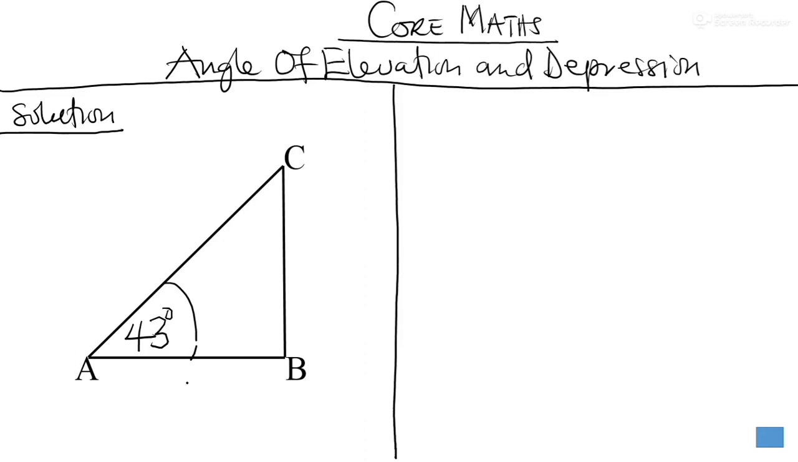And then the distance from the point of observation is what? 30 meters. So we have our 30 meters. Right. Good. So that is what we have. This is a complete diagram, well labeled.